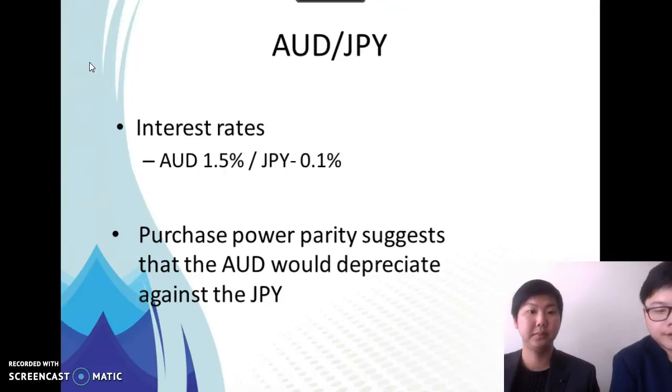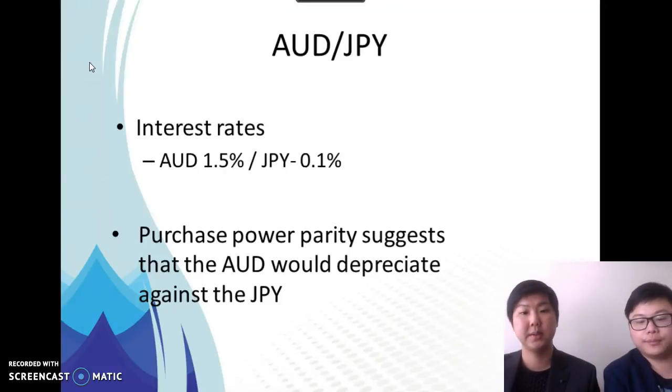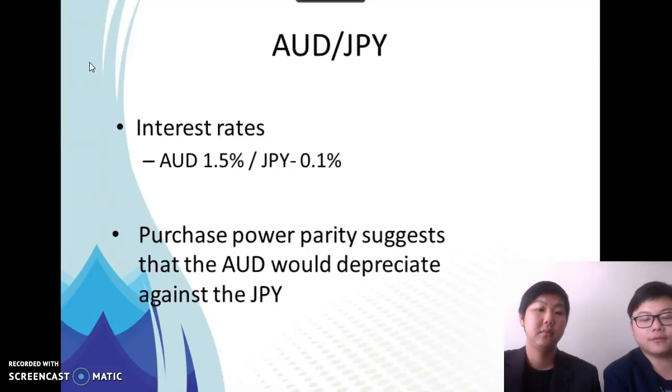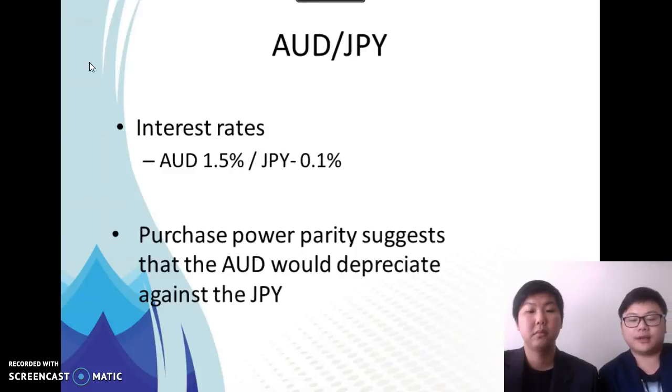Hello everyone. Similarly, comparisons could be made between Australian dollar and Japanese yen. In the case of Australian dollar and Japanese yen, the two currencies have different interest rates. According to World Bank 2016, the interest rate of Australia is 1.5% and the interest rate of Japanese is negative 0.1%. Therefore, the Australian dollar has higher interest rate, and the interest rate parity suggests that the Australian dollar would appreciate against the Japanese yen.